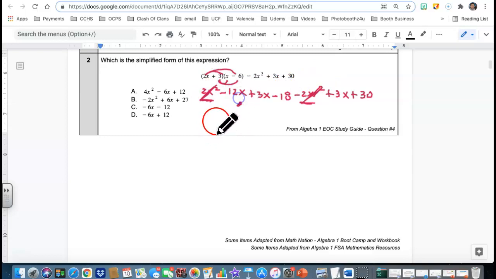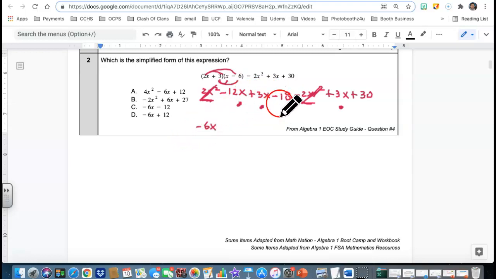Next, let's go with the x's. Negative 12 plus 3 plus 3. So negative 12 plus 3 is negative 9. Negative 9 plus 3 is negative 6. So it's negative 6x. I keep the same variable, same exponent.